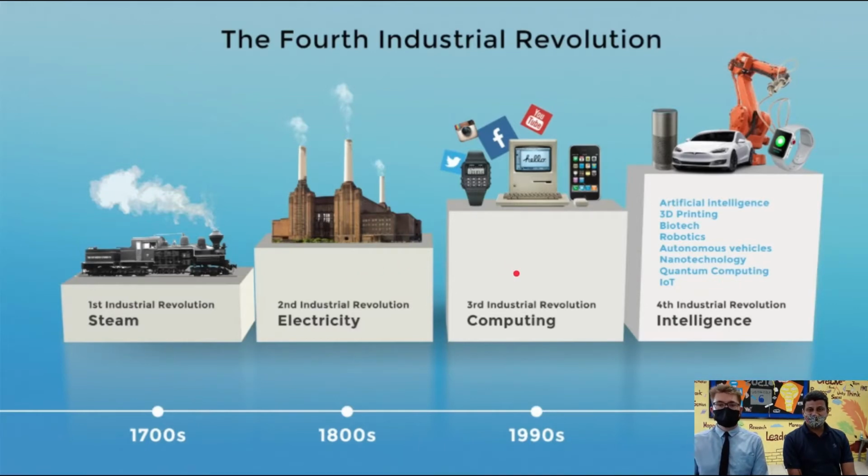Then in the 1990s, those assembly lines got the help of computers, and so you had the computing industrial revolution. A lot of the machines and robots became automatic. And today we are going into the 4th industrial revolution, where everything is artificial intelligence. There's a lot of robotics, and we don't know what the future has in store for us.